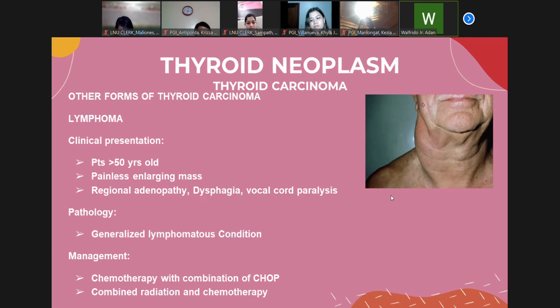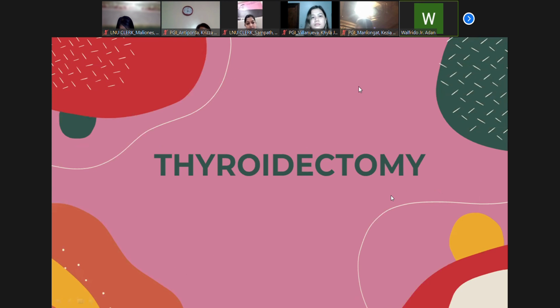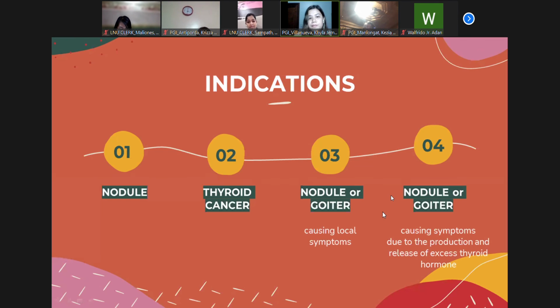Okay, let us go on to thyroidectomy now. The next lecture, please. Good evening, doctors. Together with Clerk Sura, we will report on thyroidectomy. First, what are the indications for thyroidectomy? According to the American Thyroid Association, there are four. First, if there is a thyroid nodule that can be thyroid cancer. Second, if the patient was diagnosed with thyroid cancer. And third, if the nodule or goiter causes local symptoms, such as compression of the trachea, dysphagia, or a visible or unsightly mass. And lastly, if the nodule or goiter causes symptoms due to the production and release of excess thyroid hormone.